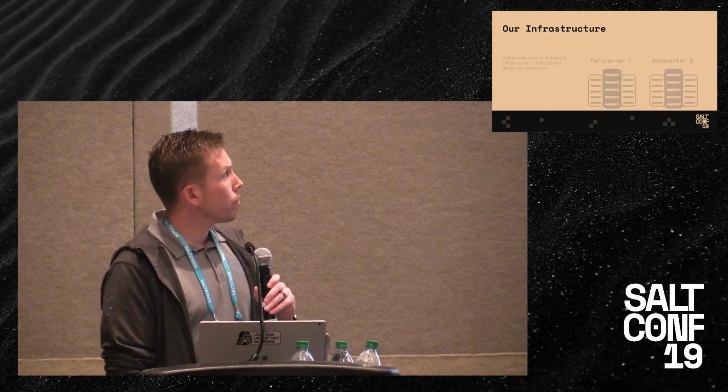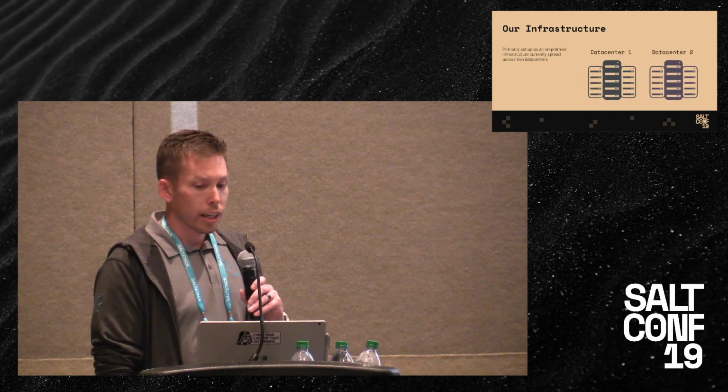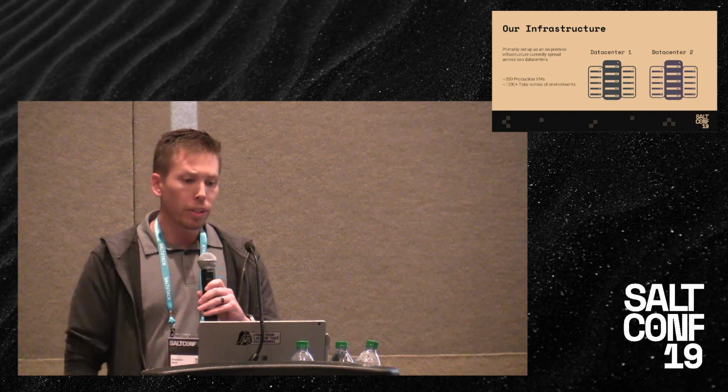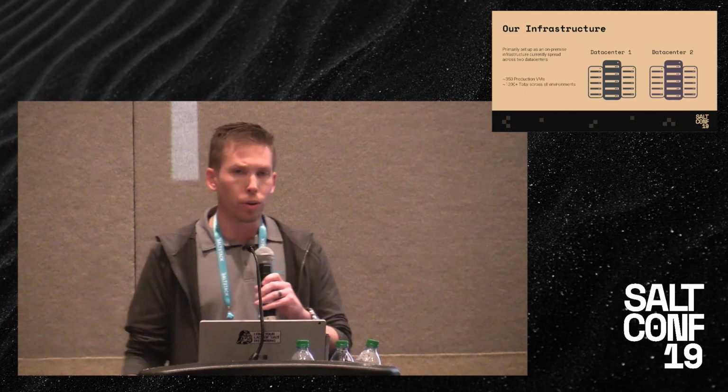And while I might be joining a different team, monitoring engineering, there's still a lot of SaltStack involved, as a lot of you may know. I wanted to give a brief background of our infrastructure before I jump into the project that we put together. So our infrastructure is primarily on-premise. It consists of 2 data centers, split evenly for the most part. We have roughly 350 production VMs and about 1,200 total across all environments.